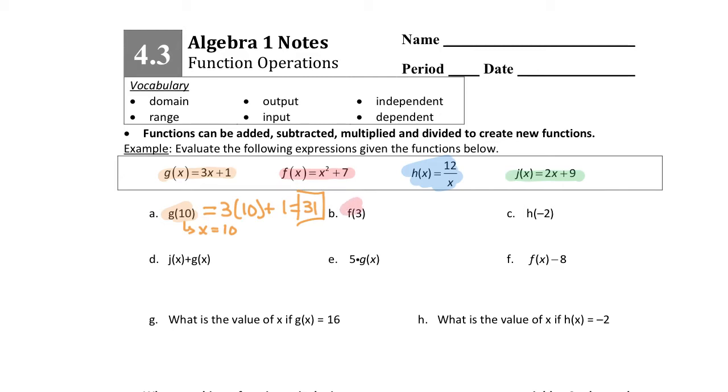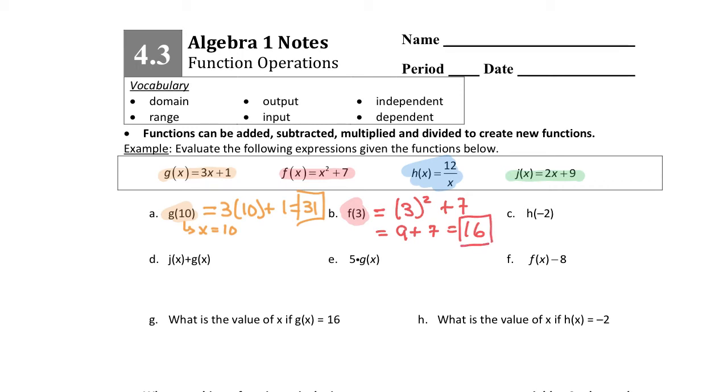For example B, we've got f of 3. So I'm going to find my f function, which is right here, and we're going to replace any x's with that 3. There's a squared there, so I'm going to put the squared on the outside of the parentheses, plus 7. 3 squared is 9, plus 7, and that's going to equal 16. So f of 3 in this case would be 16.